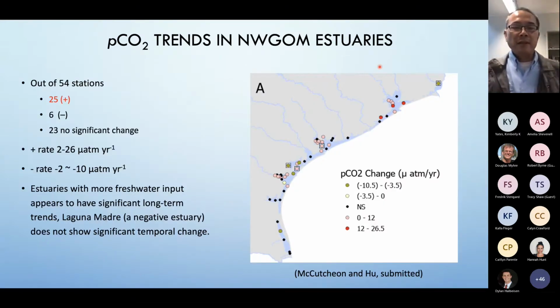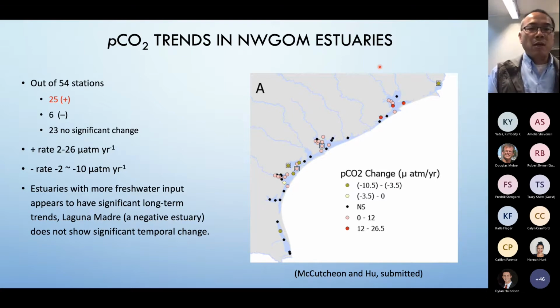Overall, out of these 54 stations, almost one half show a pretty significant PCO2 increase over the years. A handful of stations show a negative slope, and for 23, the data don't give us enough statistical power to get a meaningful trend. For the positive trend, the rate is between 2 and 26 microatmospheres per year. For the negative trend, it is just slightly negative, actually.